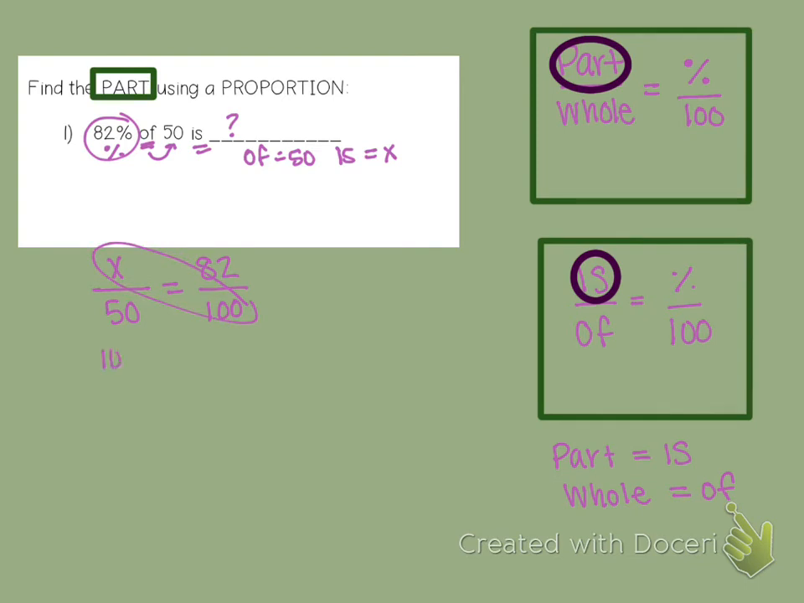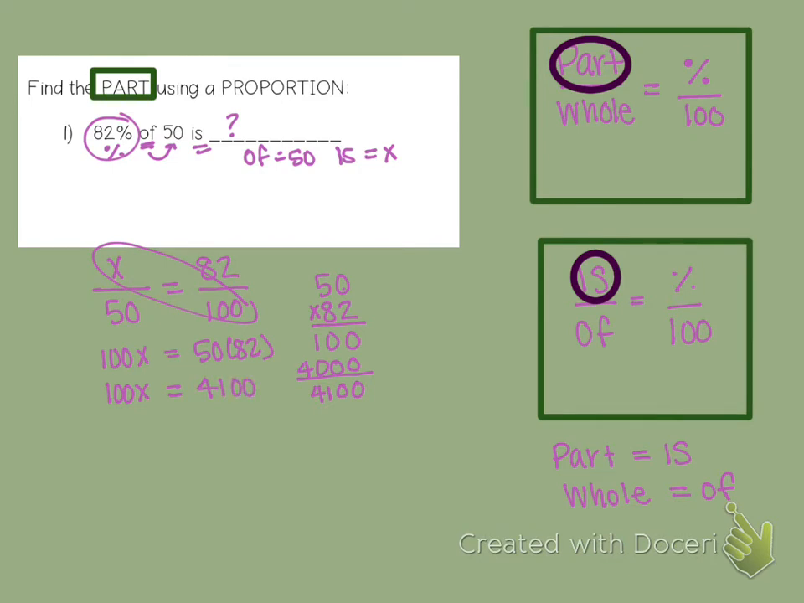We're going to cross multiply here. We have 100x equals 50 times 82. Okay, so 50 times 82. 2 times 0 is 0. 5 times 2 is 10. 0 for a place value holder. 0 times 5 is 0. And 8 times 0 is 0. And 8 times 5 is 40. We add all these numbers up and we get 4100. So we have 100x equals 4100.